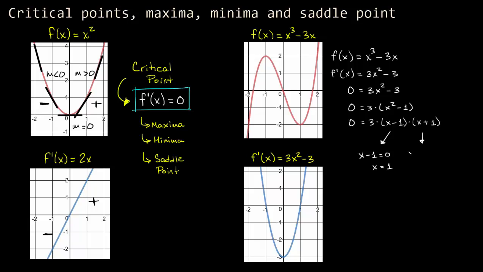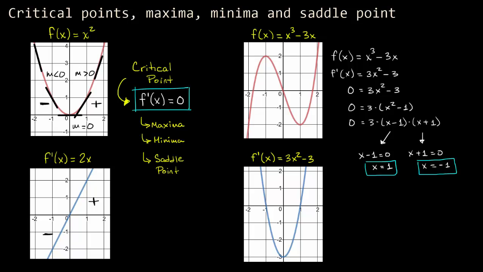Well, we can do, of course, the same with the other one. It will be x plus 1 equal to 0. We solve for x, and it will be x equal to negative 1. So at the end, we got two critical points, x equal to 1 and x equal to negative 1. Now, what does this represent on the graphs?